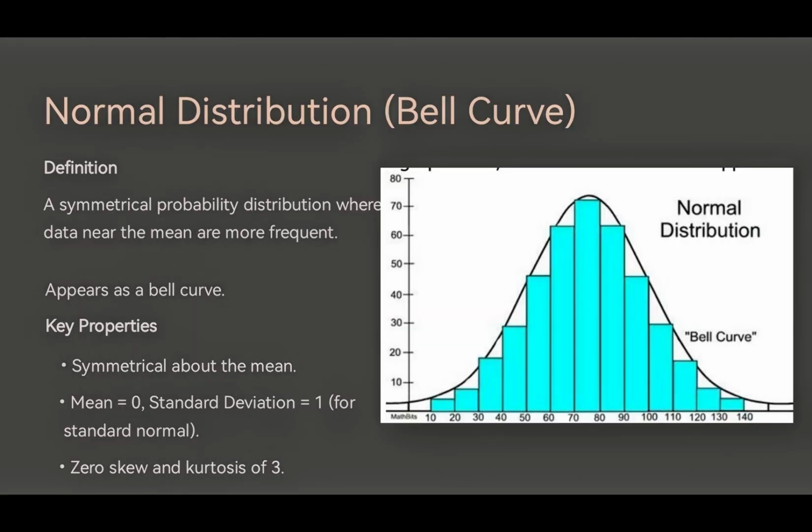This time, we have the normal distribution or the bell curve. The definition is a symmetrical probability distribution where data near the mean are more frequent. It appears as a bell curve, that's why it's called a bell curve. The key properties are symmetrical about the mean, mean equals 0, standard deviation equals 1, 0 skew, and kurtosis of 3.